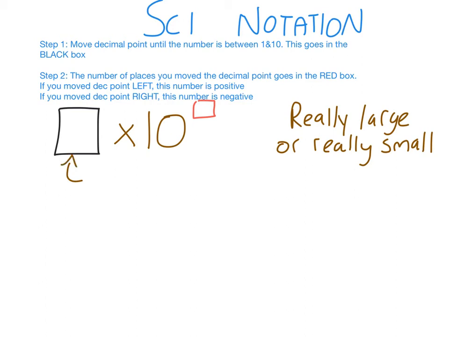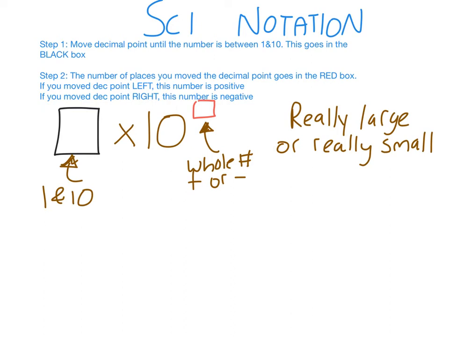In the first box goes a number between and including 1 and 10. It can be a decimal, it doesn't need to be a whole number. The number that goes in the second box is always a whole number, and it can be positive or negative. By writing numbers like this, it allows us to check the numbers and compare them a lot easier. So let's go ahead and look at an example.